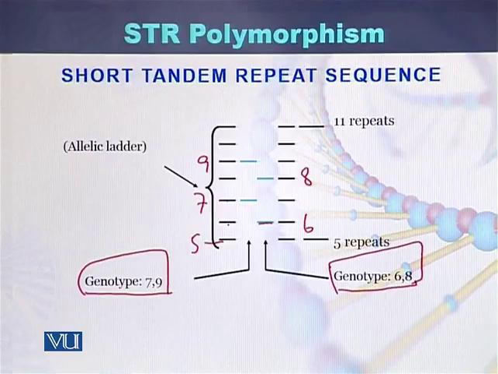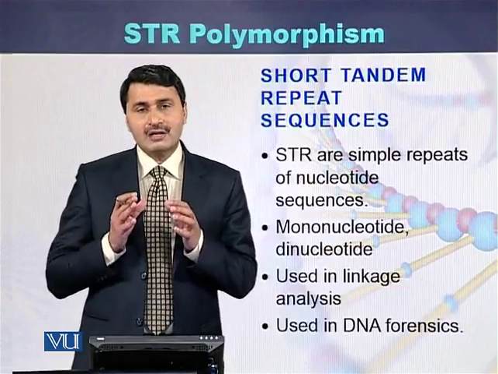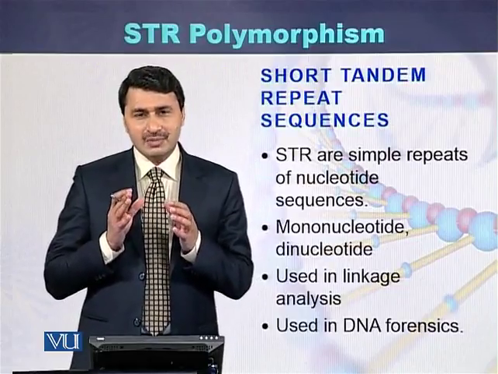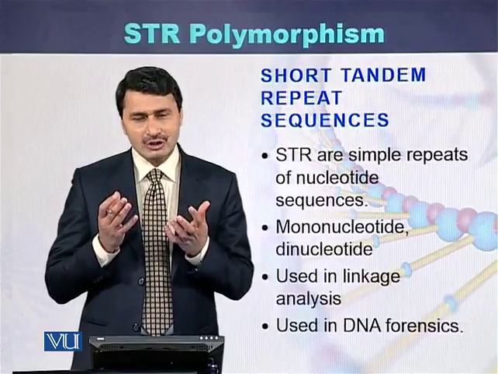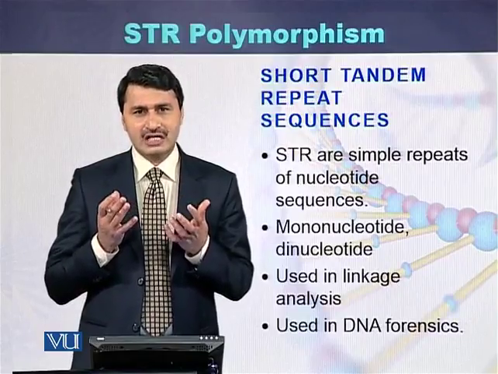In this way, these fragments are amplified by the polymerase chain reaction and run, and once they are run on gel electrophoresis or on a DNA sequencer, the genotyping is performed based on the repeated sequences. So short tandem repeat sequences are simple repeats. They are usually in the form of mononucleotide, dinucleotide, trinucleotide, tetranucleotide.